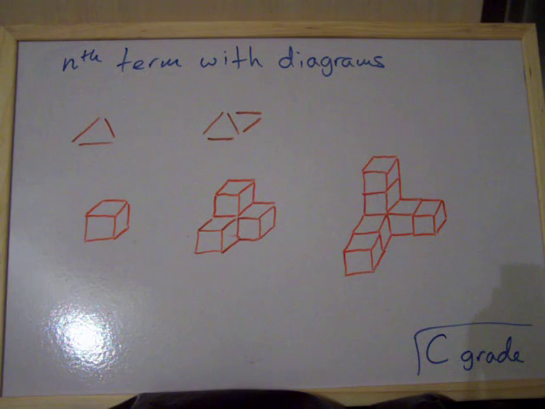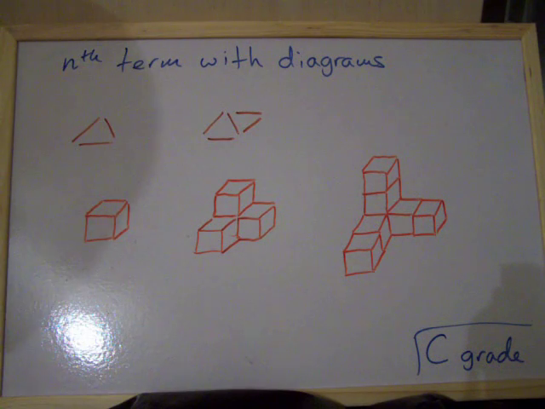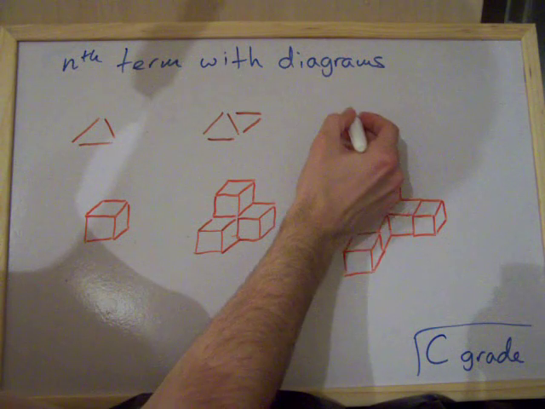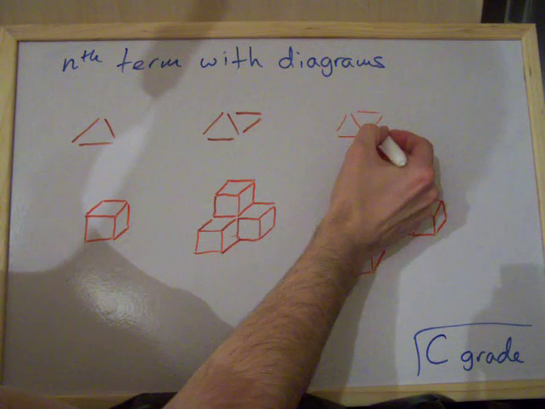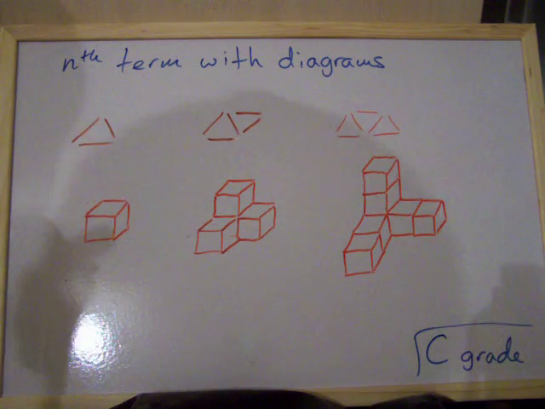Right, I thought it'd be prudent to also include an example, still at C grade, of finding the nth term with diagrams. Typically the first example is matchsticks. In fact, I should probably put the next term on as well. So that would be... Okay, there you go.